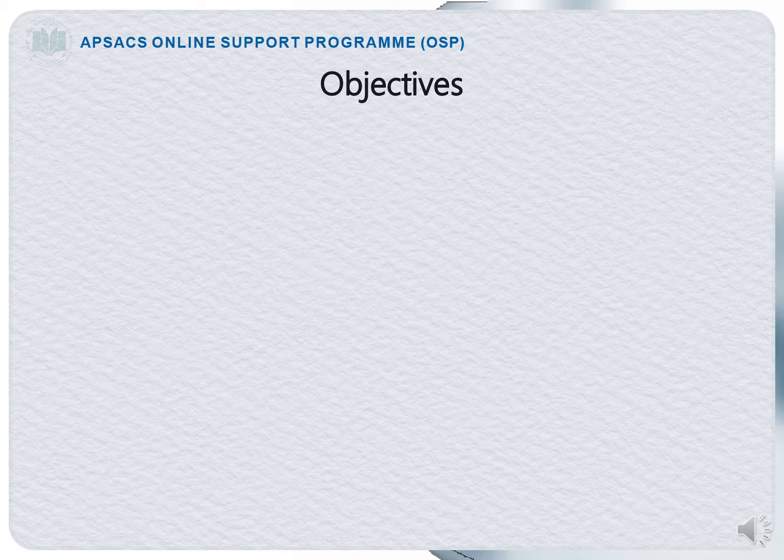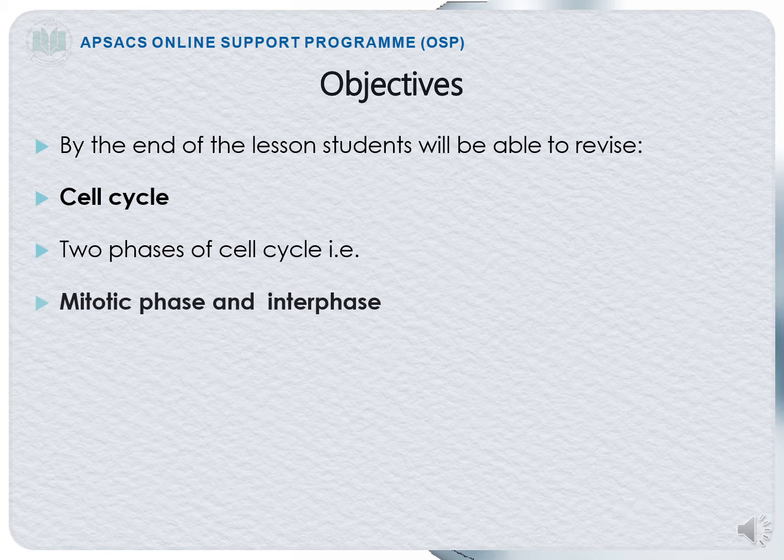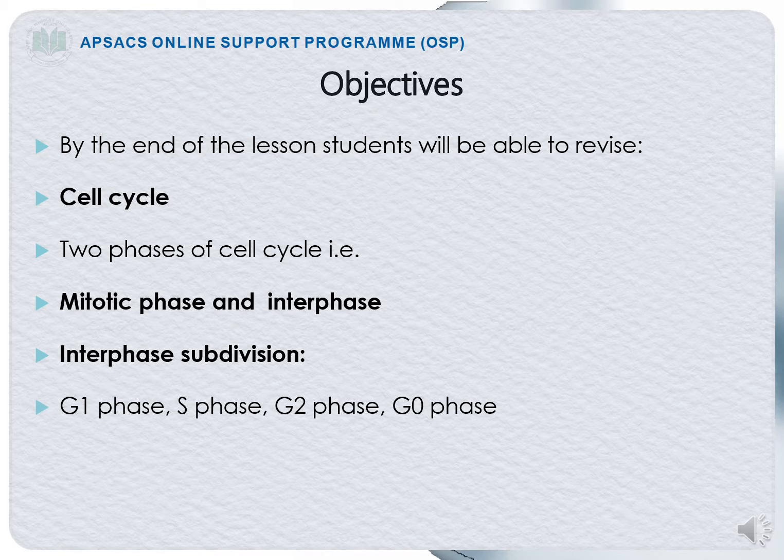Objectives. By the end of the lesson, students will be able to revise the cell cycle, the two phases of the cell cycle, that is mitotic phase and interphase, and the interphase subdivisions, that is G1 phase, S phase, G2 phase, G0 phase.